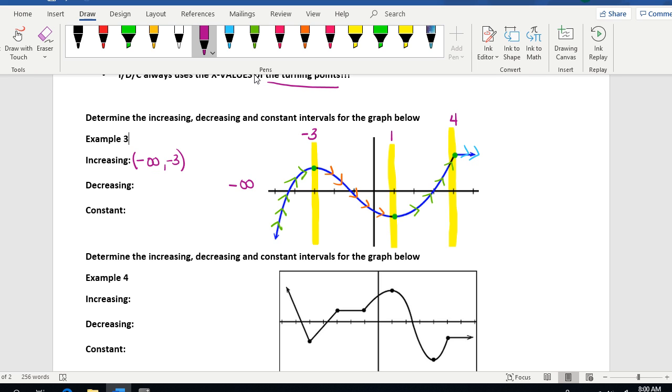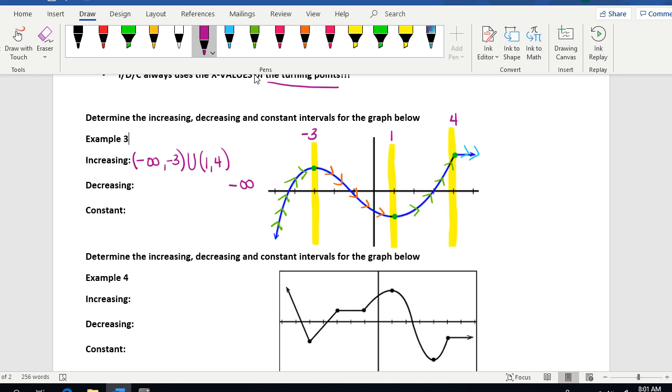Then I have a second section that is increasing, and that's starting at the 1 on my x-axis, and it's going to stop at the 4. So I'm going to draw this little U shape to say these are both increasing: -infinity to -3, and 1 to 4. So there's my intervals of increasing.